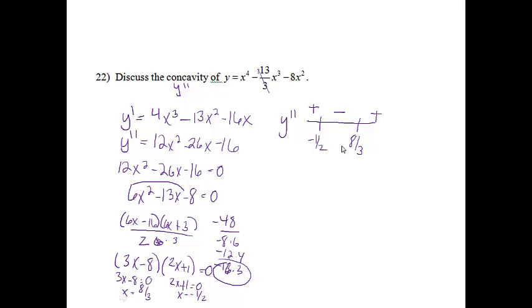So if I would like to discuss the concavity, I would say that y is concave up from negative infinity to negative 1/2, and then it's also concave up from 8/3 to infinity. And as long as I'm discussing, I would say that would be because y double prime is positive.